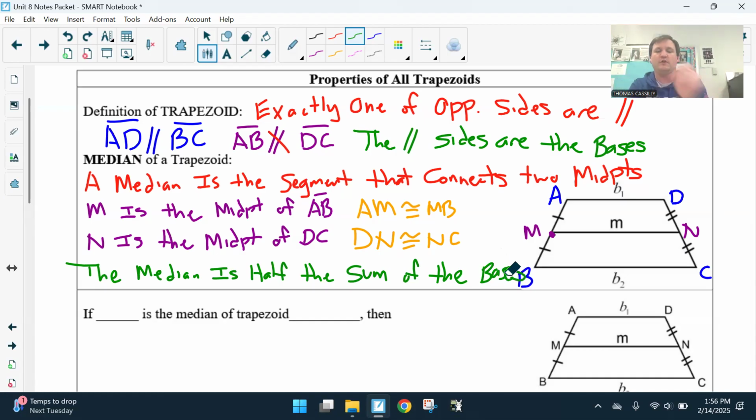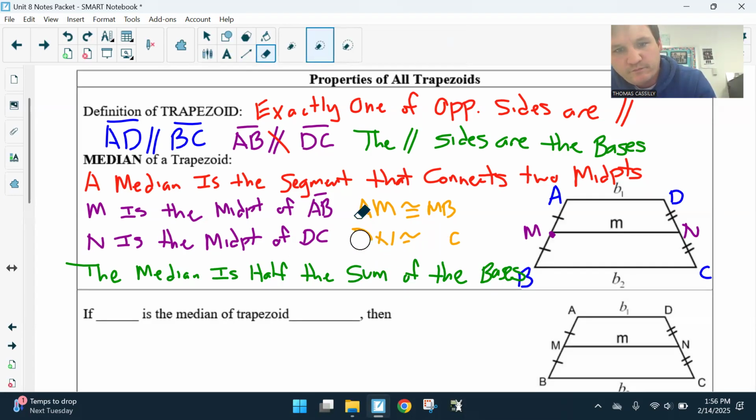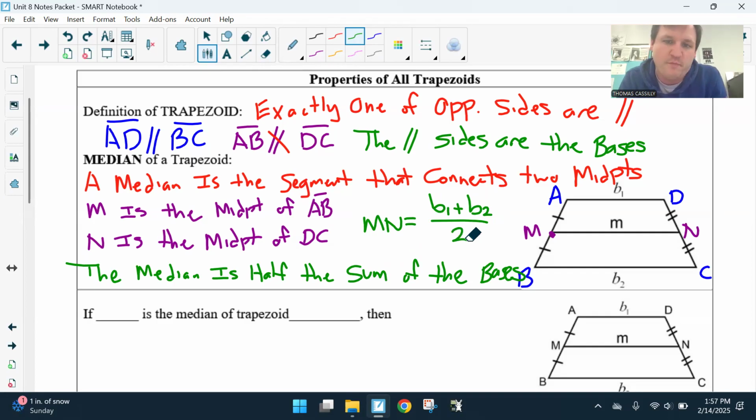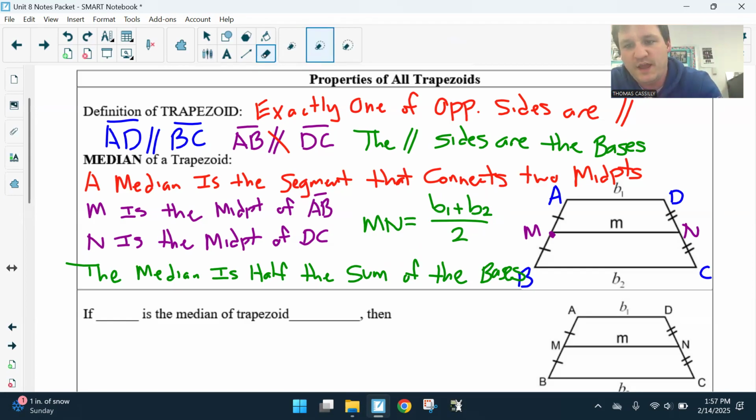So I kind of ran out of room here. So let's see here, what can I get rid of? I've got to make a little bit of room. Here's what I'm going to do. I'm going to get rid of this, and then I'm going to make an equation here. I'm going to say the median, MN, is going to be equal to base 1 plus base 2 divided by 2, right? That's half the sum. Sum means you're going to add the two bases together, and then you are going to chop it in half.